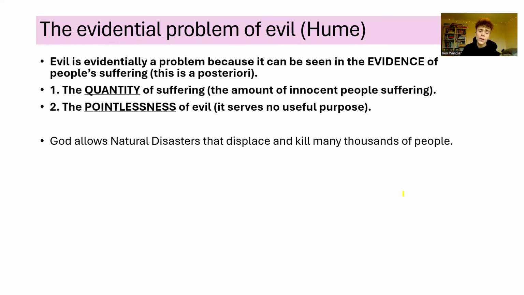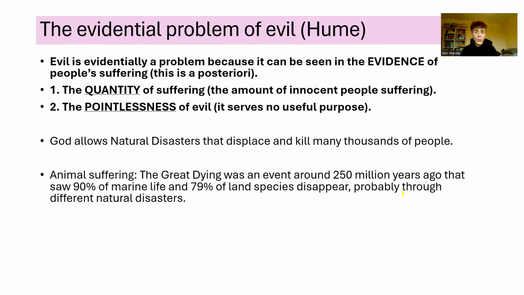A few points here then is that God allows natural disasters that displace and kill many thousands of people. So the quantity of suffering there, especially when it's about natural disasters, which are an example of natural evil. We've then got animal suffering, of course. So a few examples here. The Great Dying was an event around 250 million years ago that saw 90% of marine life and 79% of land species disappear, probably through different natural disasters. So again, natural evil. And we can't say, well, that served a really positive purpose in helping the animals to grow and develop their souls, because of course it's not believed that they go to heaven. So that again seems to emphasize the quantity and pointlessness of this evil and suffering.